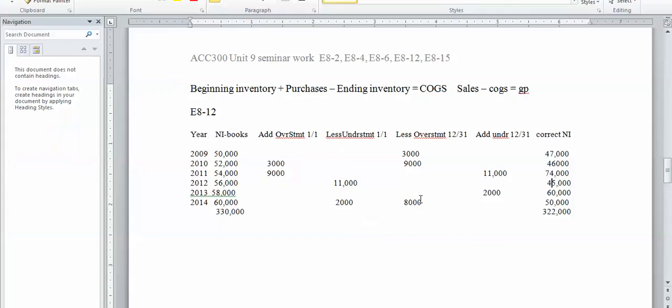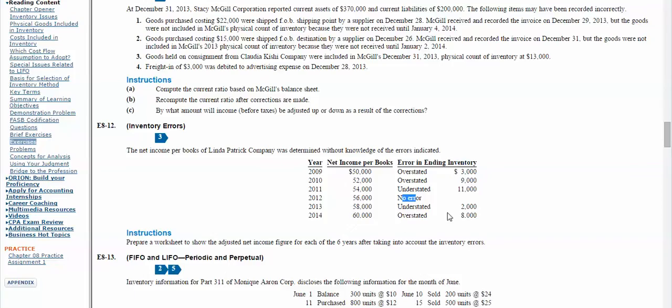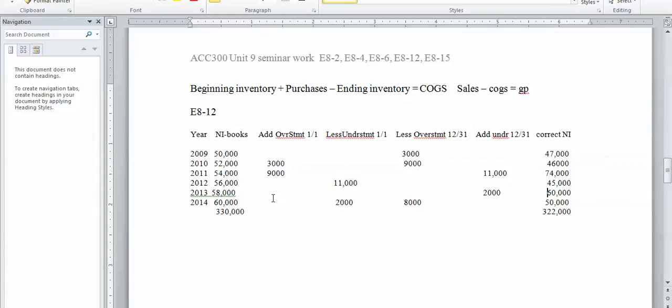The next year, understated 2,000. We didn't have anything from last year because there was no error, but the current year ending inventory was understated, we added. So 58 plus 2 equals 60,000. Our final one is an overstated amount, so the 2,000 is now a beginning inventory error, beginning understated, subtract. Ending inventory overstated, we subtract. So 60 minus 2 minus 8 is 50. Add all this up and we get the numbers.